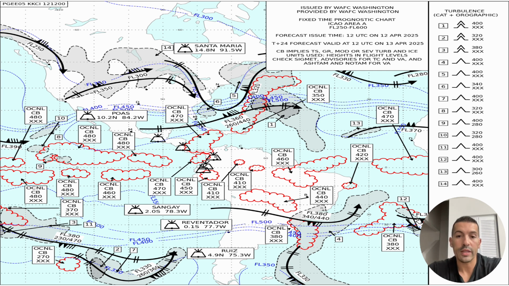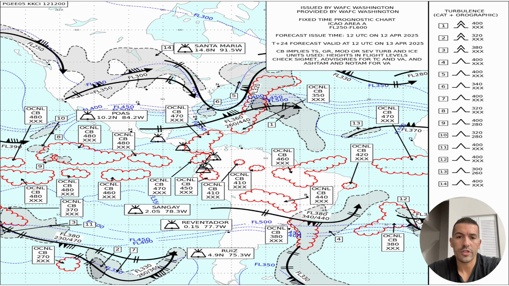For example, if we look at the east side of South America, we'll see a 4 in a box. If we look at the legend to the right of the map, we can then see the intensity, which is moderate, followed by the altitude. In this case, from flight level 400 all the way down to below flight level 250, because it's depicted with XXX. Another example would be number 1, which depicts severe turbulence from flight level 400 all the way down once again to XXX, which indicates lower than 250.